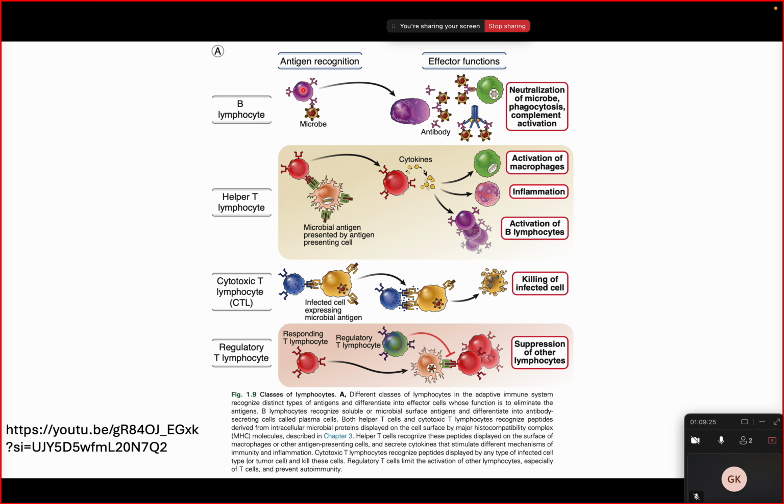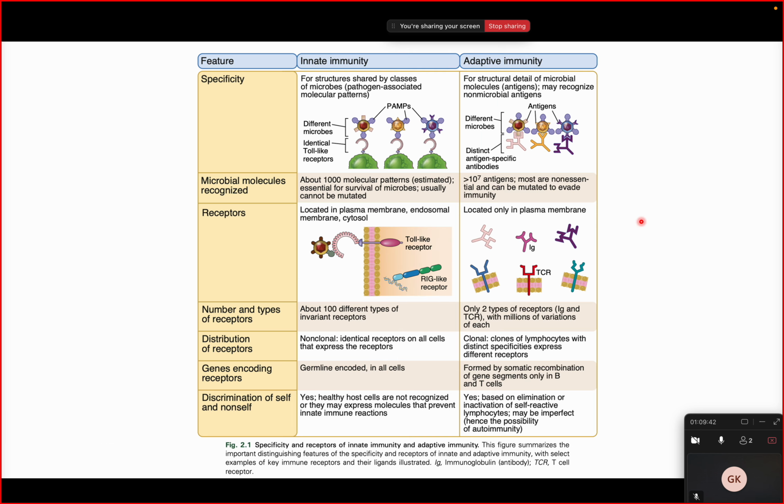It basically helps in managing the balance between the activated adaptive immunity and the homeostasis when the microbe was not there. Because you need to control these cells as well, right? So that part is given to regulatory T lymphocytes. Okay.